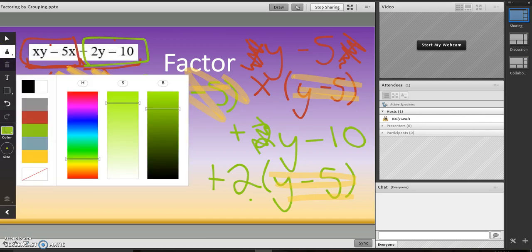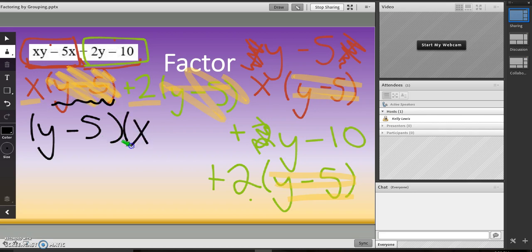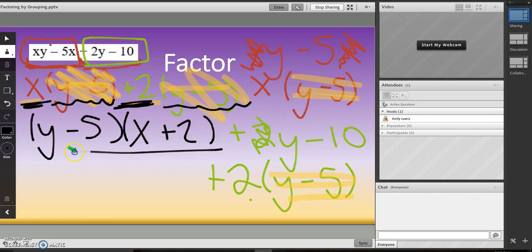Now I have my y minus 5. I know you see it twice, but write it once. I have a y minus 5, and I already used it on the first piece, so I have an x left over. Then I used it on this piece, and I have a plus 2 left over. So my answer is (y minus 5)(x plus 2).